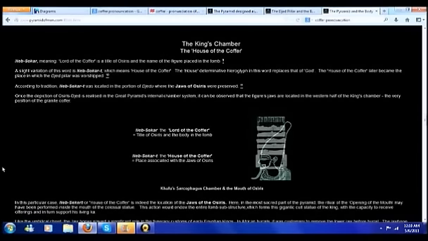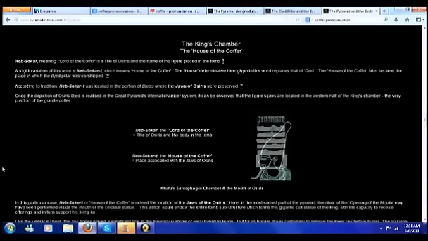Now, the king's chamber, or the house of the coffer. Now in ancient Egypt, Neb-Sokar meant Lord of the Coffer, and is a title of Osiris and the name of the figure placed in the tomb. A slight variation of this word is Neb-Sokart, which means house of the coffer. The house determinative hieroglyph in this word replaces that of God. The house of the coffer later became the place in which the Djed pillar was worshipped.